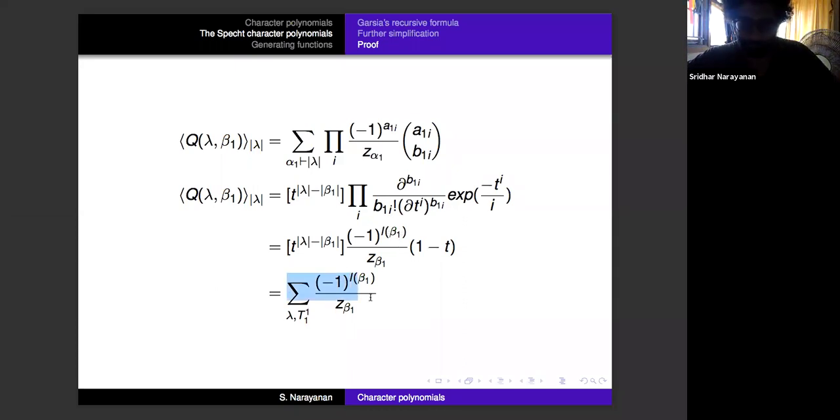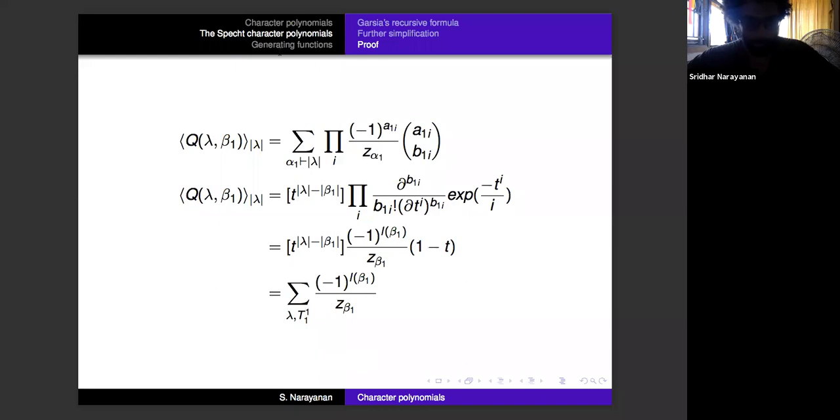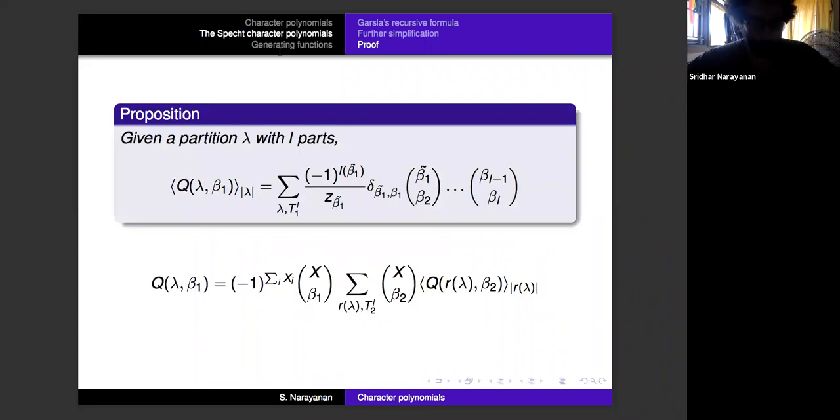So basically, it is a sum over this T11, which is 1 minus t. So that is for when lambda is of length 1, when lambda is a single row, this is how we obtain it. Obviously, it is probably more difficult to do it in general, so we will just skip to the general case, this proposition.